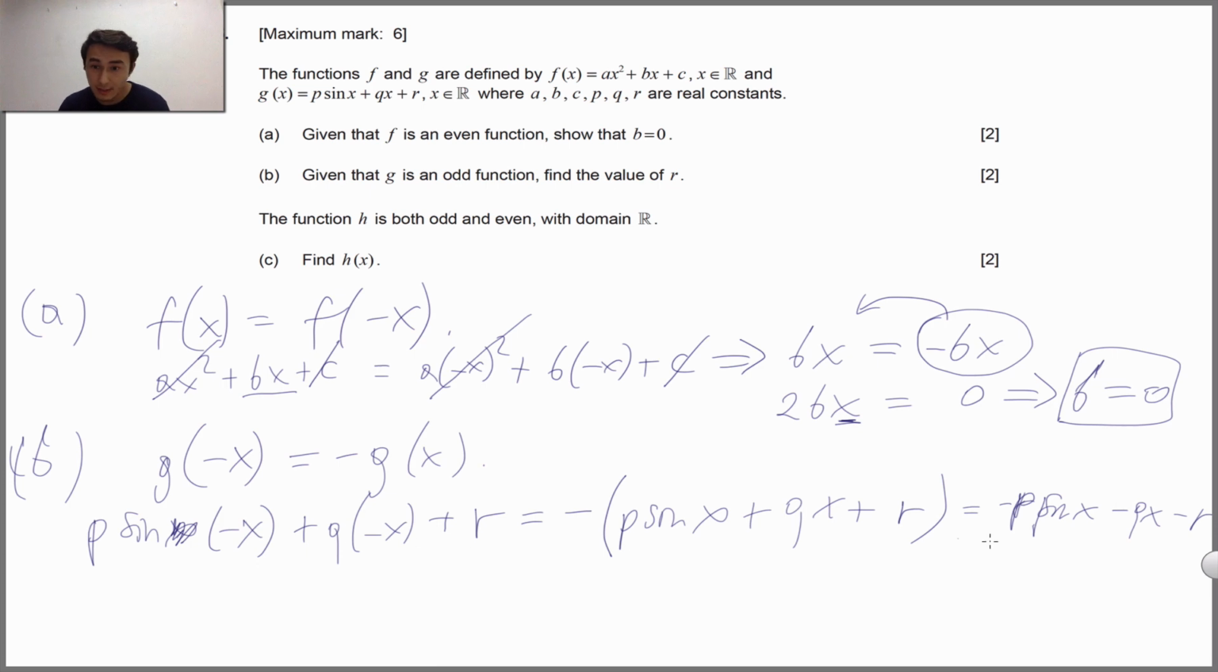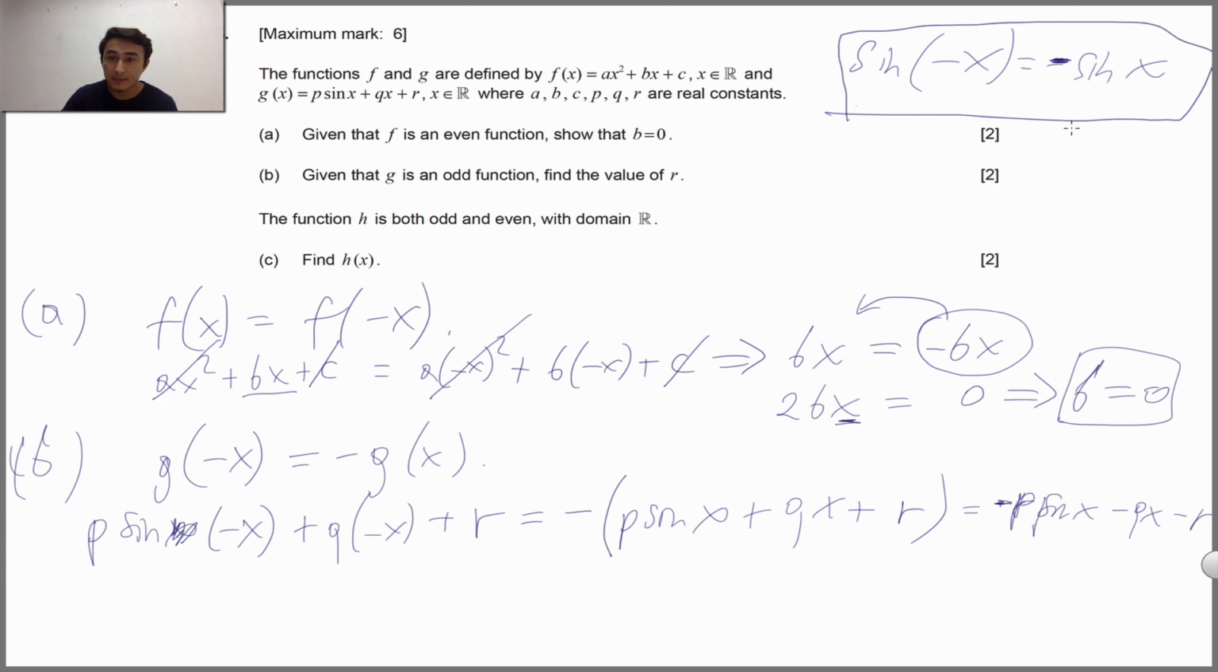Alright, so if you look on the left hand side, here we have sine of negative x, and on the right hand side we have minus p sine x. It's very well known that sine of negative x is equal to negative sine x. You should know this, I suppose. If you didn't know, then this is something new for you guys.